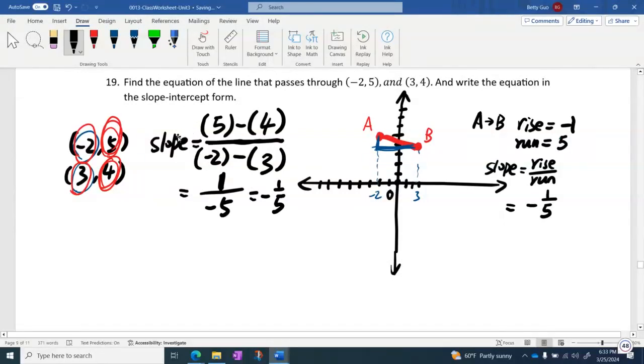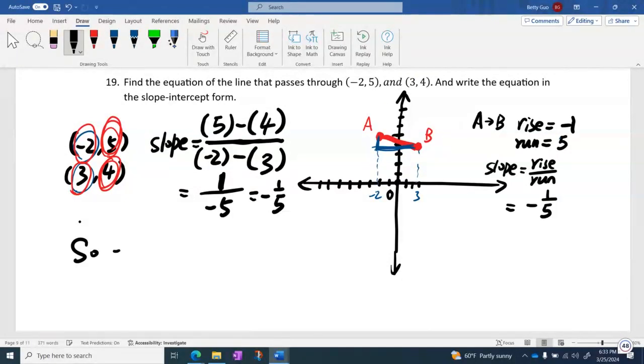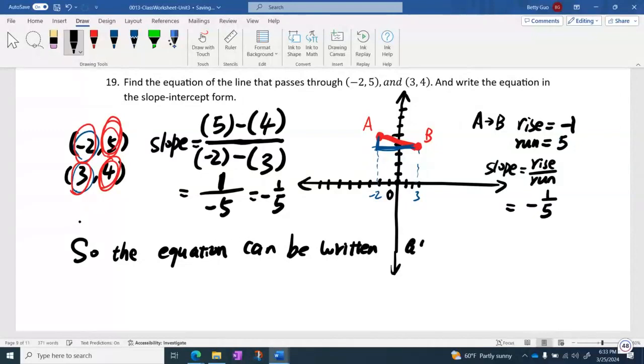Let's go back to number 19. What are we looking for here? We found the slope. And we need to find the equation in the slope intercept form. So the equation can be written as y equals mx plus b. We found m already, right? We're going to plug in m equals -1/5, so y equals -1/5 x plus b.